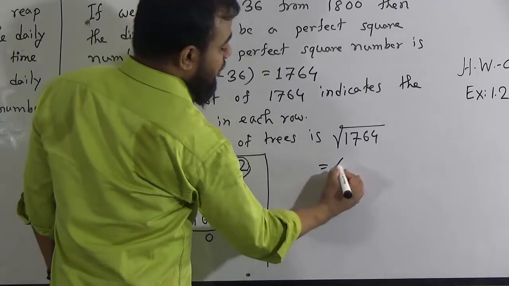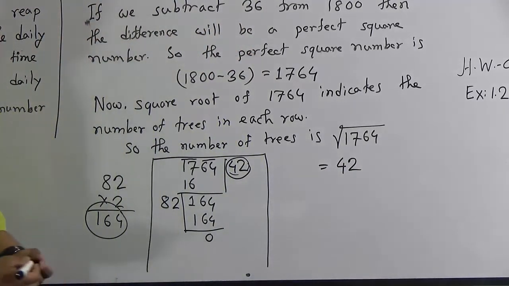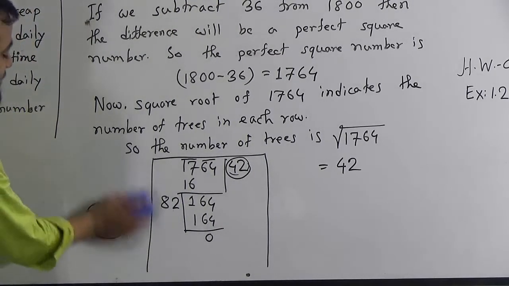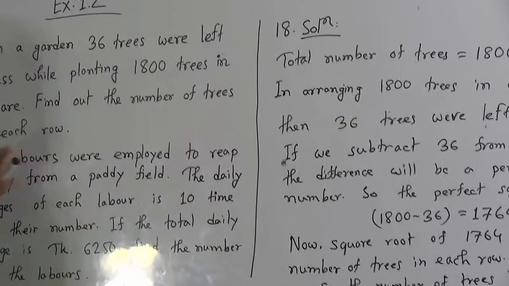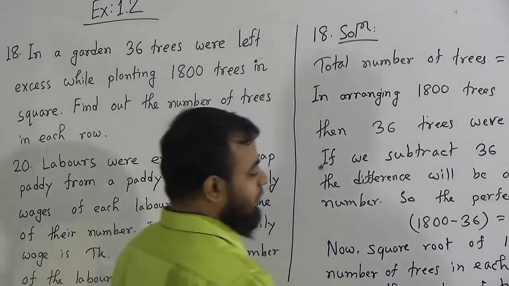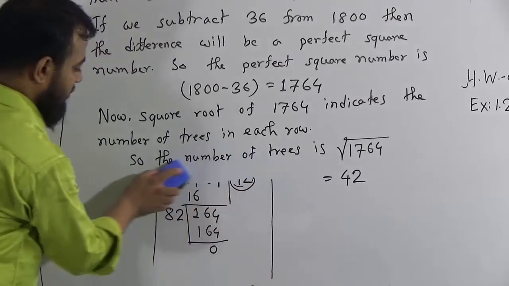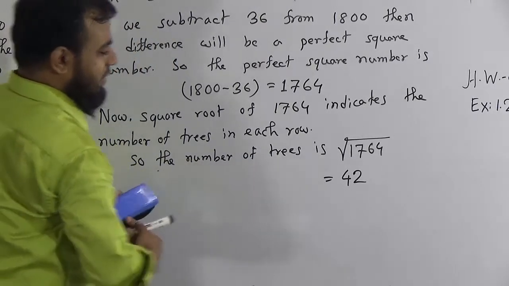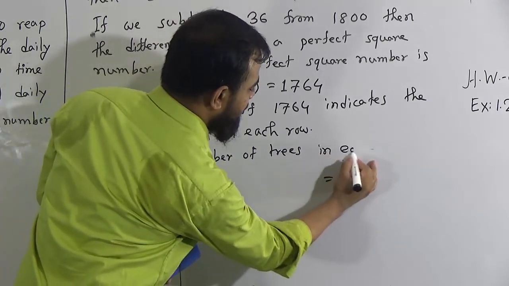That means in each and every row there are 42 trees, or we can say that there are 42 rows. Okay. So what is needed in the question? The question says to find out the number of trees in each row. We have found out already the number of trees in each row is 42 in each row. Okay. So write it down. Number of trees in each row.